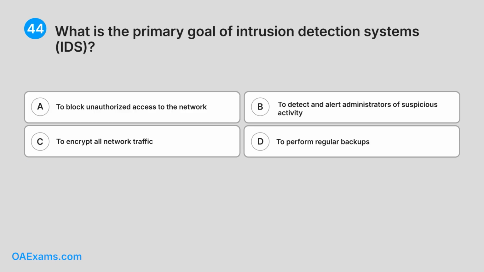44. What is the primary goal of intrusion detection systems, IDS? A. To block unauthorized access to the network. B. To detect and alert administrators of suspicious activity. C. To encrypt all network traffic. D. To perform regular backups. Do you know the answer?